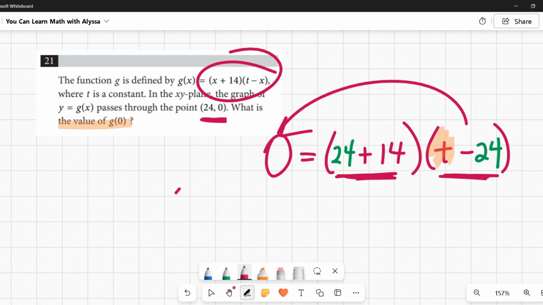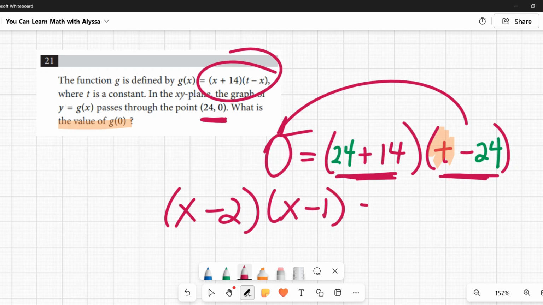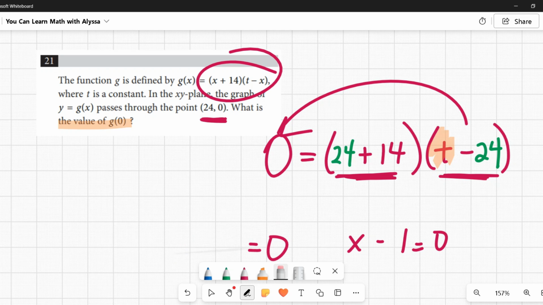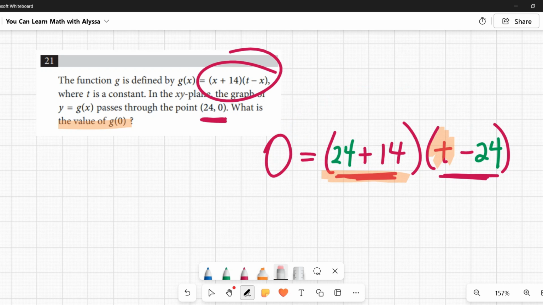You know how when we're doing factoring, and you factored a quadratic, and you get to x minus 2 times x minus 1 equals 0, and then to solve, you set them both equal to 0 separately, because either one of them could be 0, but you know one of them has got to be 0 to multiply together and get 0. Same principle right here. Now look, I know 24 plus 14 is not 0. Even if I don't do that math in my head, I know it's more than 0. So t minus 24 must be 0, right?